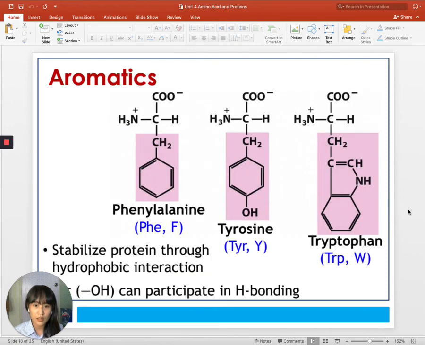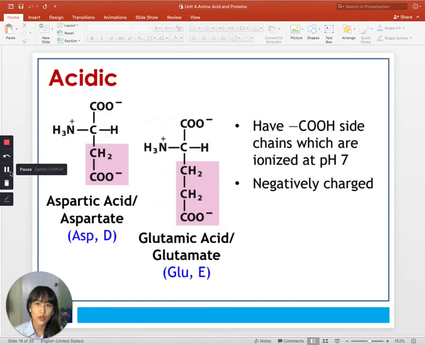Aromatics, on the other hand, examples of which are phenylalanine, tyrosine, and tryptophan, stabilize protein through hydrophobic interaction. They can participate in hydrogen bonding because of the OH in here. The negatively charged groups are called the acidic. They have COOH side chains which are ionized at pH 7. So as you can see here, they are negatively charged. Examples of acidic classification are aspartic acid or aspartate and glutamic acid or glutamate.